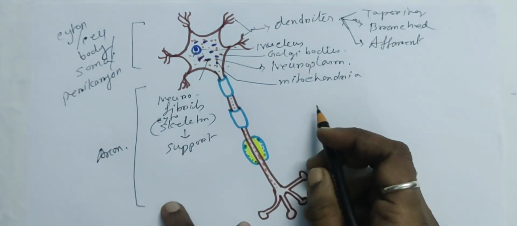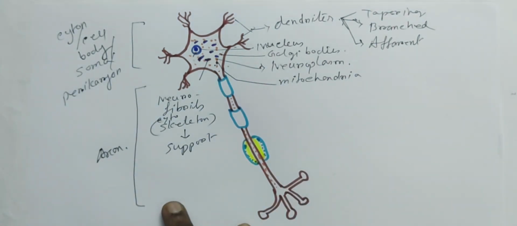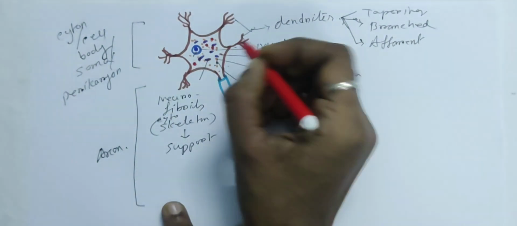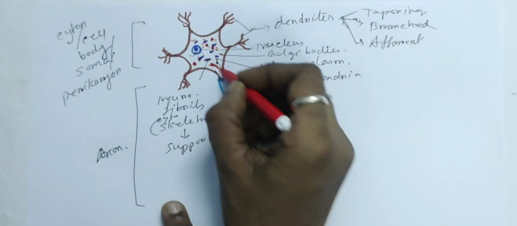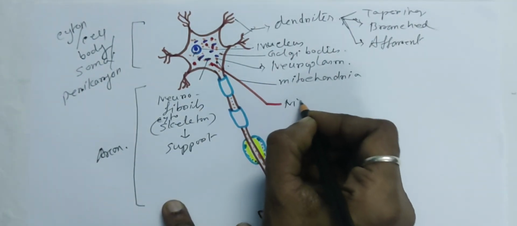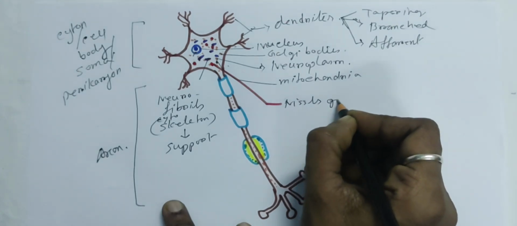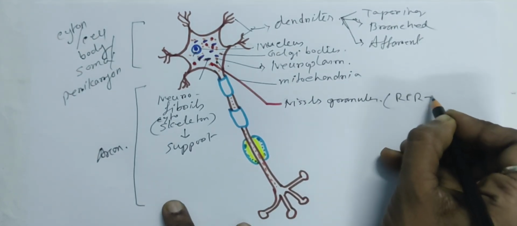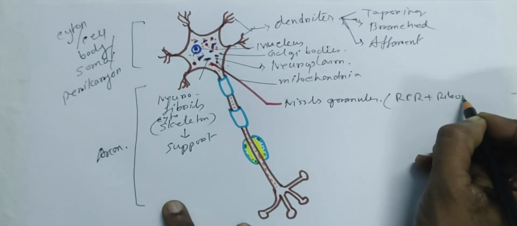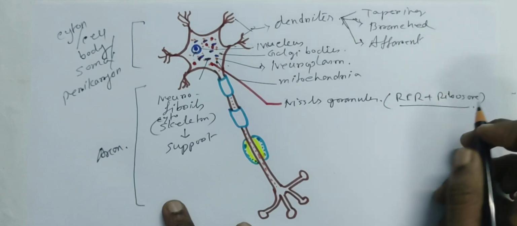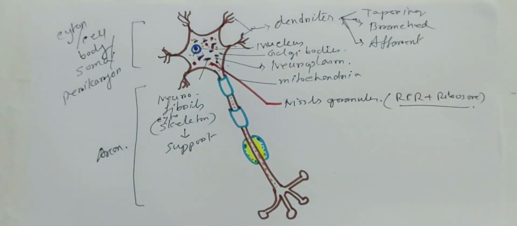A special structure is the Nissl granules. There are some granular structures called the Nissl granules. They are actually rough endoplasmic reticulum and ribosomes, mainly responsible for protein synthesis. They can only be found in the nerve cells.